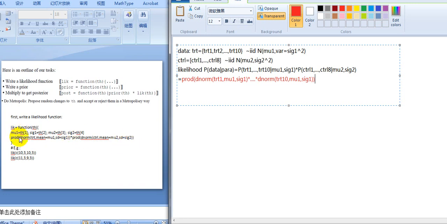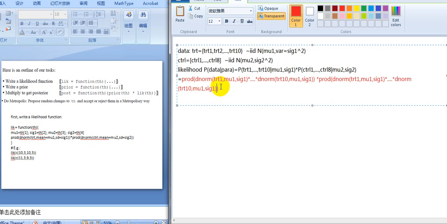Okay, so after we write down this likelihood function, we can check whether its calculation is correct. So we can check what the likelihood is where mu1 is 10, sigma 1 is 3, mu2 is 10, sigma 2 is 3. Or you can change to other values. This just shows you how to write down the likelihood function and why that's the case.